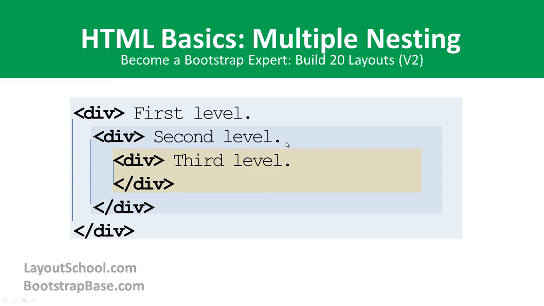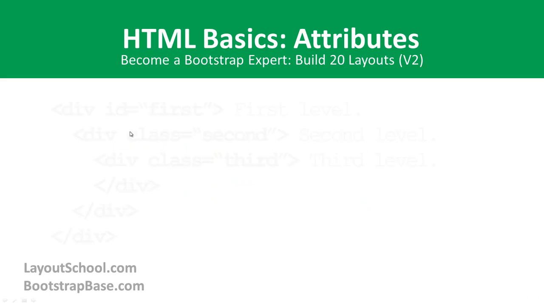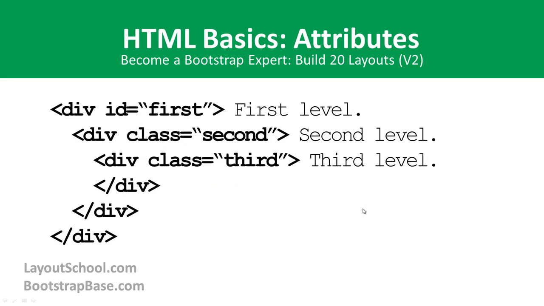Next thing to discuss is HTML attributes and CSS targeting, because these two things are closely related and they're a simple but very important concept to grasp in order to work with HTML and CSS and Bootstrap, of course. So here we've got an example of an HTML snippet of code. We've got a parent div with the ID equals first, and this ID is the actual HTML attribute, and it's the attribute that belongs to this div element right here. And first is the value that we give to this ID HTML attribute.